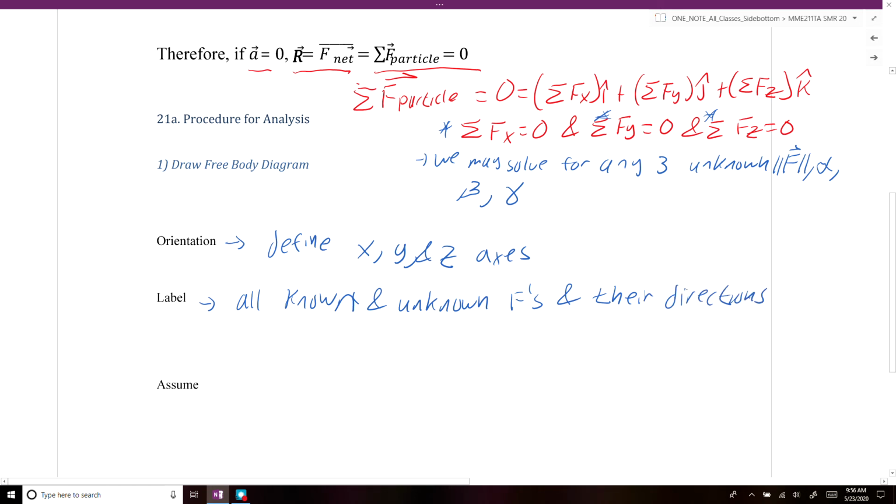All right, and the last thing you're going to do is assume the sense or the direction of any forces with an unknown magnitude.